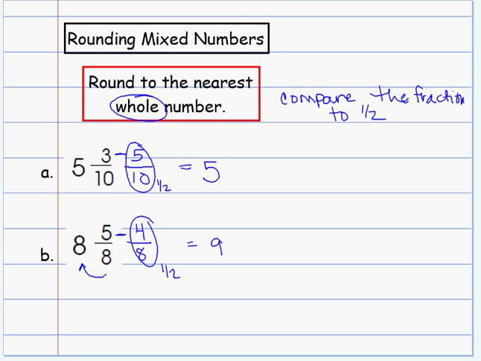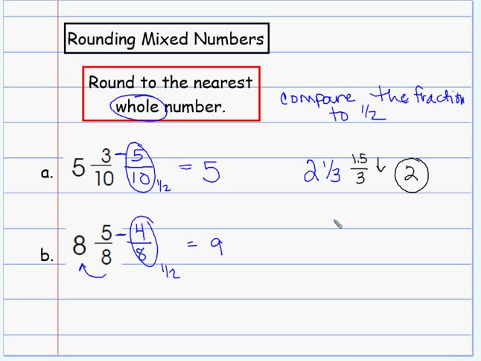Okay, let's do another example, because I think that this is where we're going to have some issues. So let's say we have 2 1/3. If I write 1/3, what is half of 3? Well, half of 3, hopefully you know, is 1 1/2. So compare the number 1 to 1.5. Is 1 greater than 1.5, or is it less than 1.5? Well, it's less than, so you would round down, which means you would keep the same number.